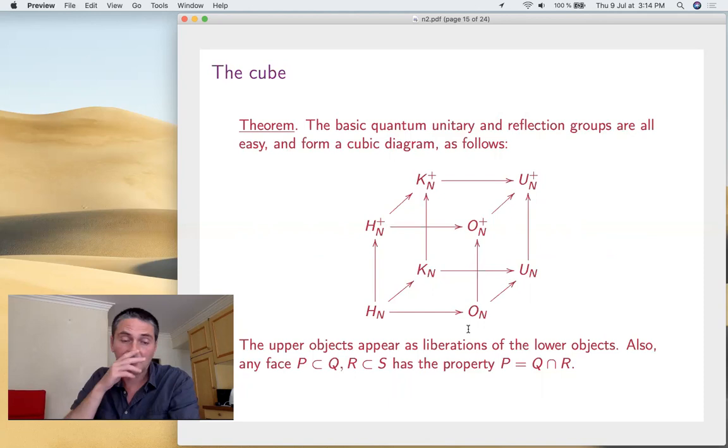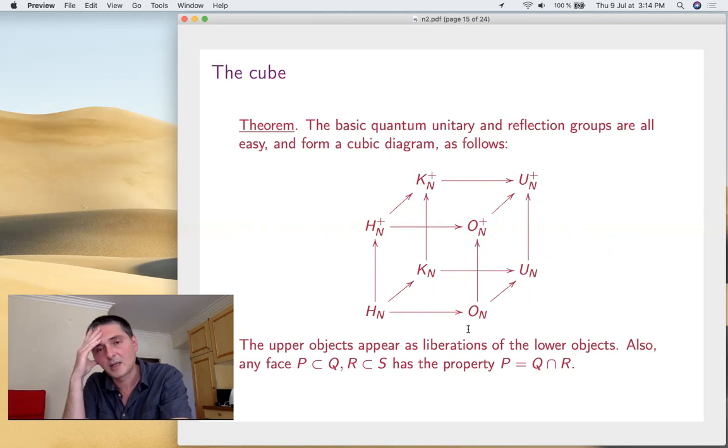Now, let's put things together. So we have a total of eight quantum groups that we introduced, right? And groups. On plus, Un plus, Hn plus, Kn plus. So if there are 8, we should draw a cube, right? And that's the cube. And the arrows are inclusions. And what can we say about this cube? For instance, all the upper objects appear as liberations of the lower objects. That's clear.